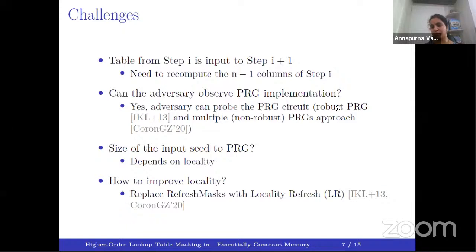There are two choices from the state of the art. One is a robust PRG construction proposed by Ishai et al., and the other one is proposed by Coron and others in Eurocrypt 20. Because we want to optimize the memory, we want the input seed to the PRG to be as small as possible. That depends on the locality, which decides how many random bits we need for the PRG. If we can improve the locality of the scheme, that essentially will optimize the PRG seed as well. These are the high-level ideas of our scheme.